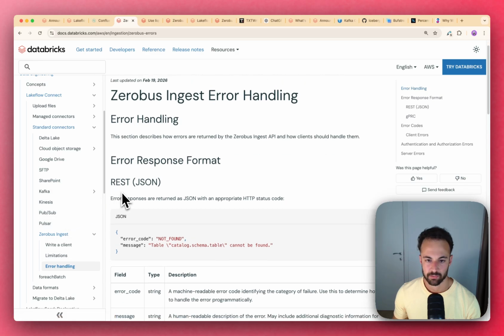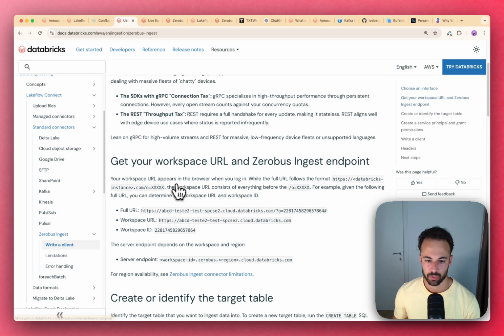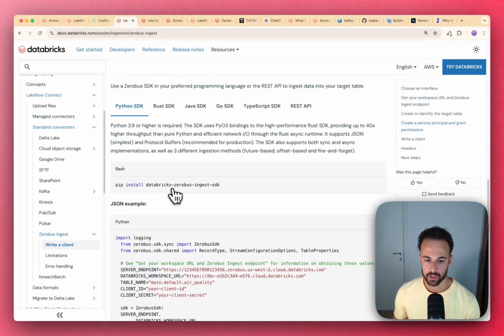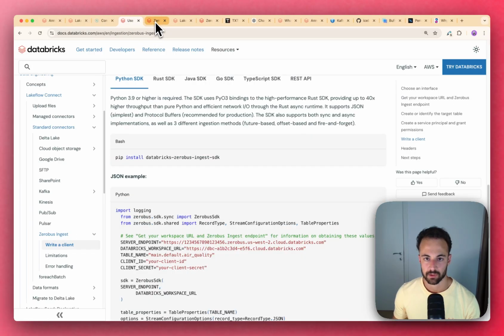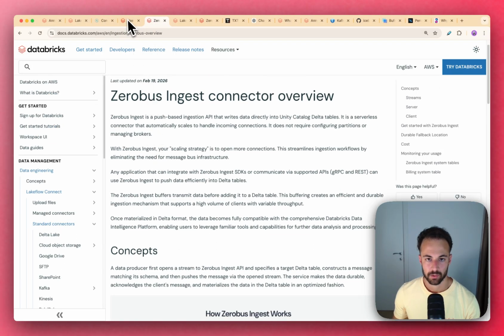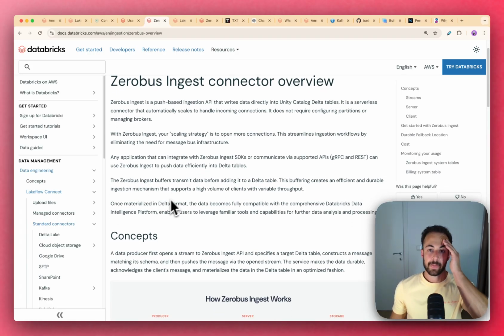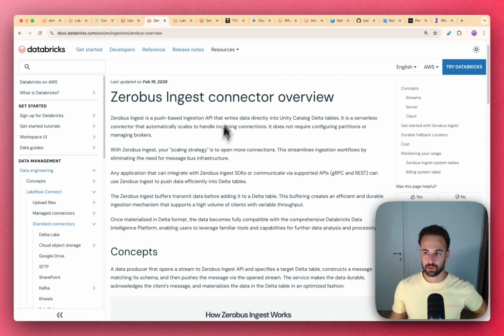I found something more that I read here, but I'm not sure which document this was in. Let's see if I have it here. It's the same thing? No. This is what I was looking at. So this is the connector preview. This is again the documentation of Zerobus.